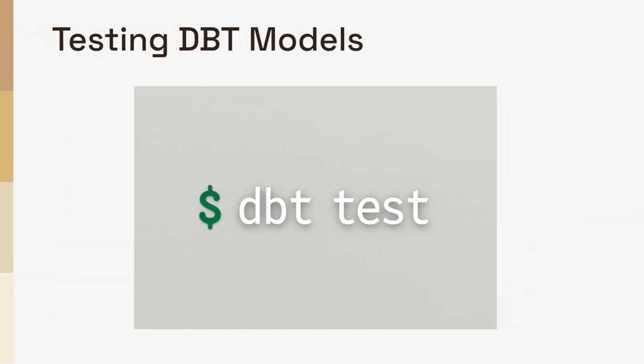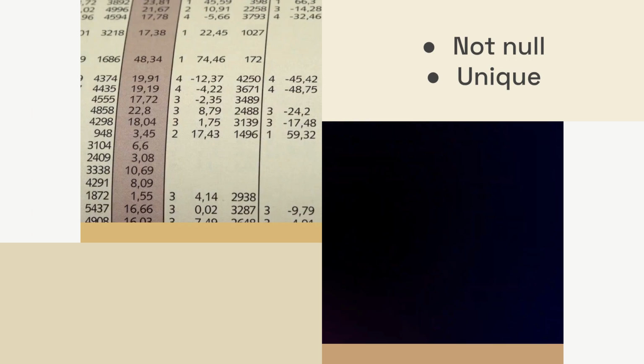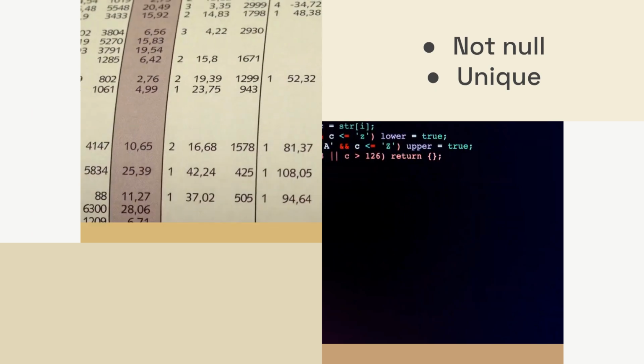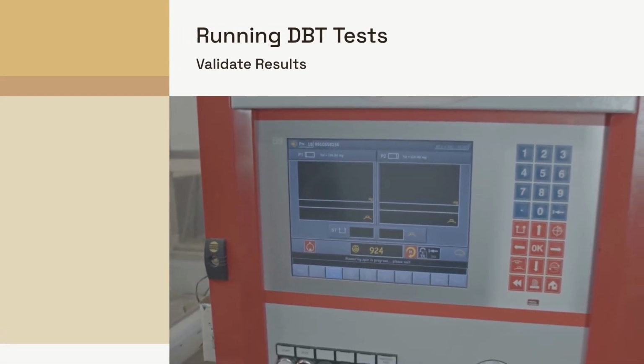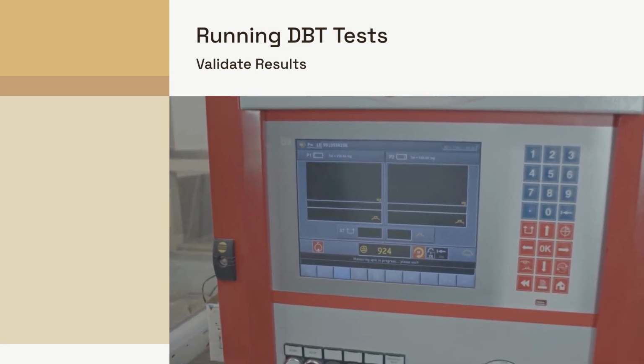Testing is crucial in DBT. You write tests to ensure the quality and accuracy of your transformed data. This helps catch errors early. DBT supports various tests, like not null, unique, and custom SQL tests. These ensure your data meets defined criteria and maintains integrity. Run tests using the dbt test command. Validate the results to ensure your data models pass all tests and are error-free.